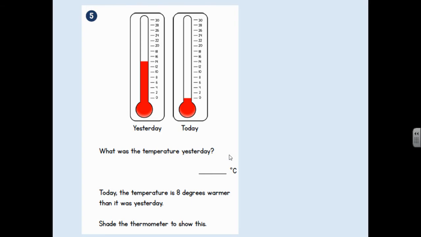Okay, now we have question number 5. Yesterday's temperature, have a look at it. What was the temperature yesterday? Write it down. Now today the temperature is 8 degrees warmer than it was yesterday. So what you need to do is, looking at this thermometer here, you need to shade the thermometer to show today's temperature. So reminding, today the temperature is 8 degrees warmer than it was yesterday. Please have a go at it.